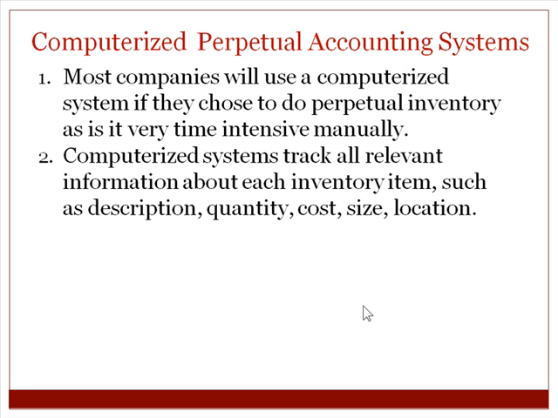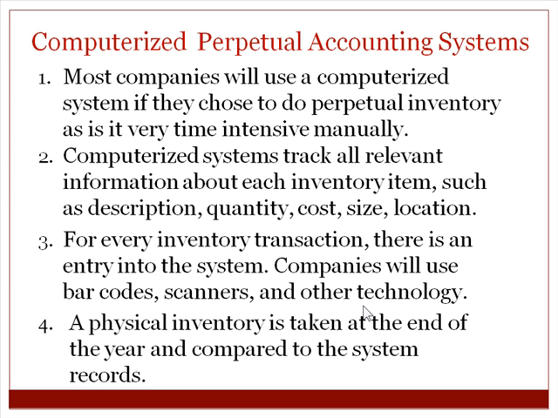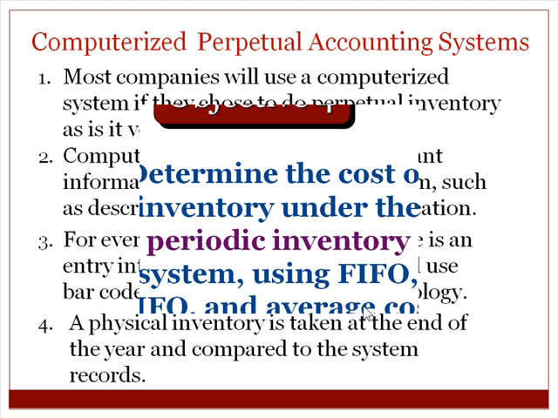It tracks all relevant information, the item, the description, the quantity, the cost, the size, the location, everything about it. And you can print out tons of reports. For every inventory transaction, there's an entry in the system. They'll use barcode scanners and other technology. So it's a really important thing if you have an accounting system and you're going to go perpetual, that you understand how it works and you build the controls in. And then once again, you still take a physical inventory at the end of the year to make sure that your perpetual system is tracking properly in the accounting system.